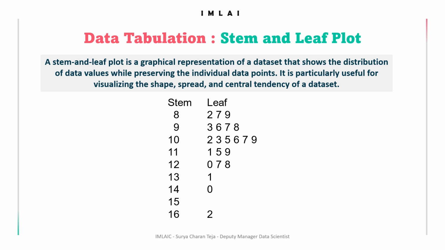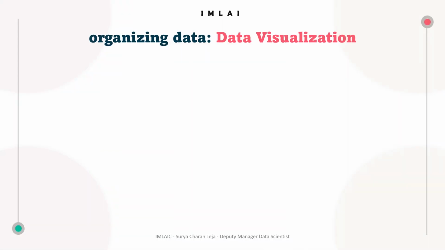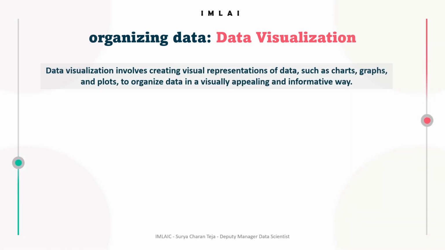We have seen data tabulation. So now let's get back to organizing data. Now the fourth way of organizing data is data visualization. Data visualization involves creating visual representations of data such as charts, graphs, and plots to organize data in a visually appealing and informative way. This can be achieved using libraries such as Matplotlib or Seaborn in Python.